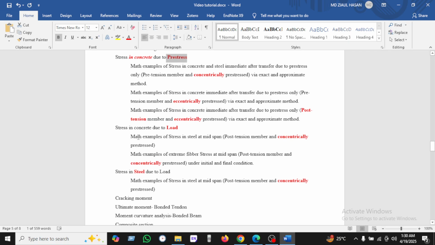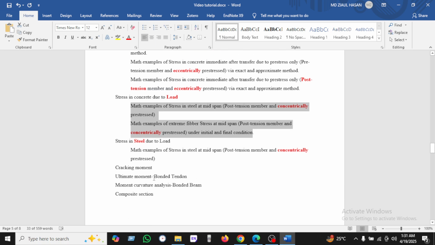And then a math example of the stress in steel at mid-span, post-tension member, concentrically prestressed. And a math example of extreme fiber stress at mid-span, post-tension member, concentrically prestressed, under initial and final condition. And then stress in steel due to load, a math example of strain in steel at mid-span, post-tension member, concentrically. And cracking moment and ultimate moment, bonded tendon moment, curvature analysis, bonded moment and composite section.